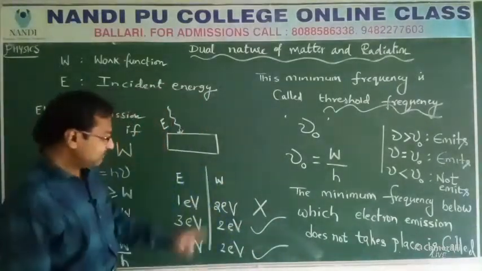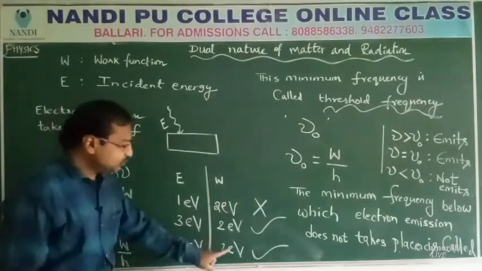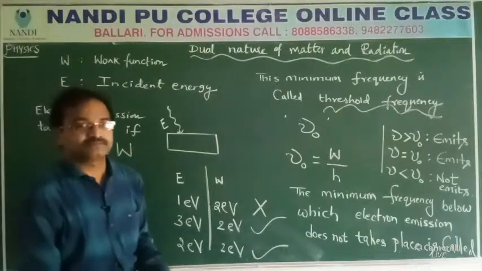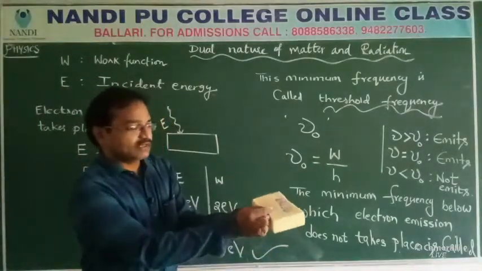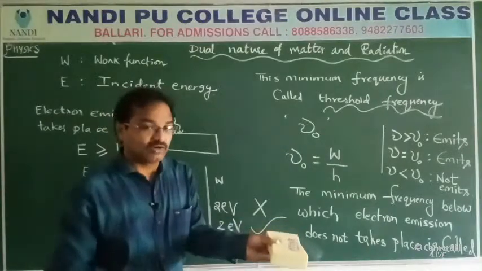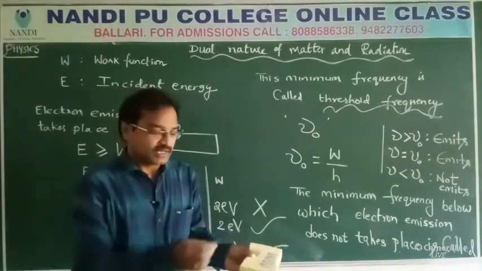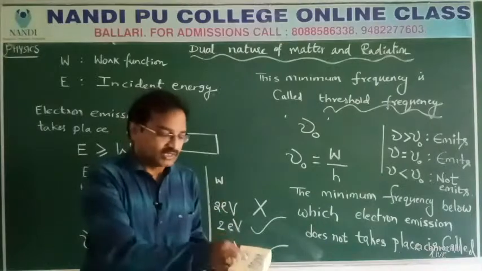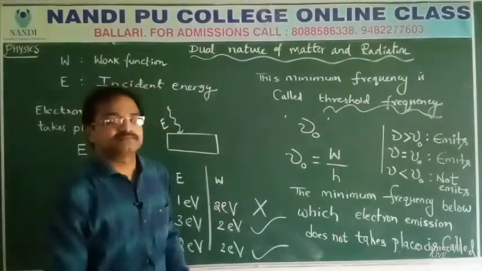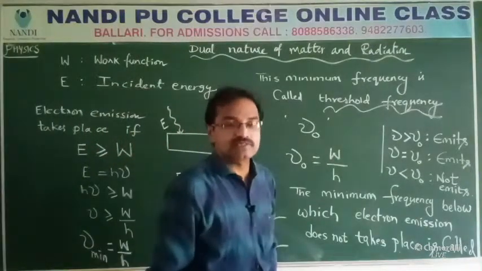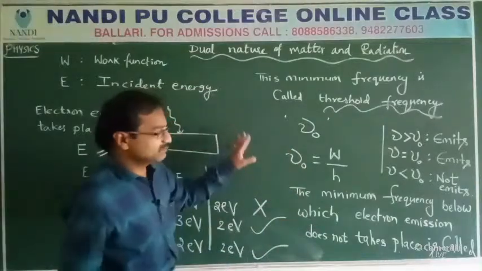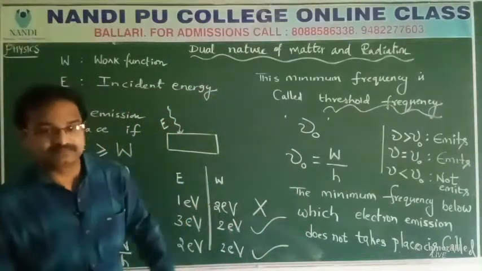Understand? So, if 2 eV is incident and 2 eV is the work function, there is no kinetic energy. The inside electron will just come out like that. It will not move. It will not have any kinetic energy. But if you give more than that, it moves, so you will get current. The flow of electrons is called what? Current. So these are all observations done by Hallwachs, Lenard and Hertz.